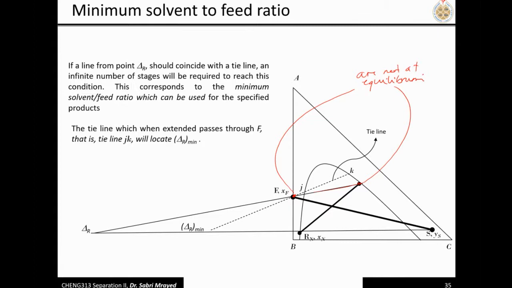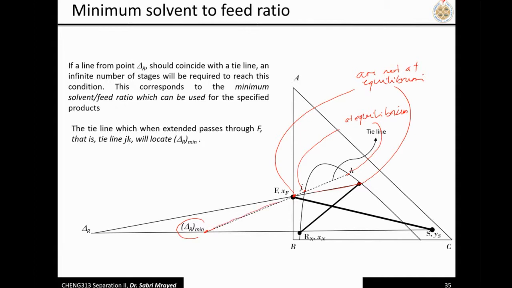Okay, and they represent the actual condition. But if you draw another delta R line and you connect this point with this point, you see that these points are at equilibrium. So the conditions that are needed to determine the delta R minimum should satisfy two things.